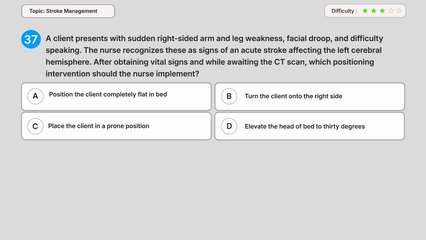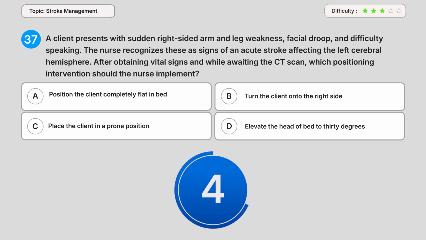A. Position the client completely flat in bed. B. Turn the client onto the right side. C. Place the client in a prone position. D. Elevate the head of bed to 30 degrees. Do you know the answer?